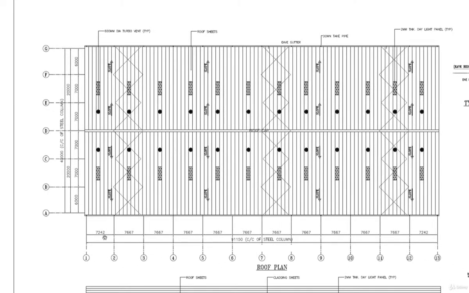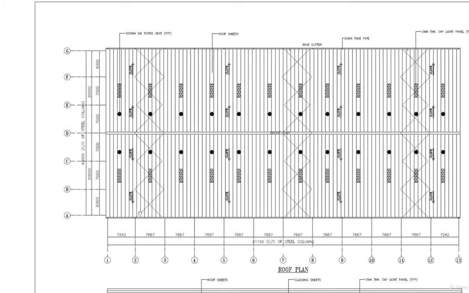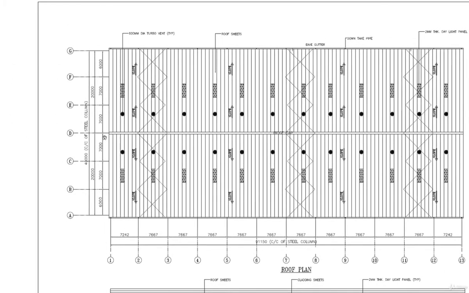The spacing between two frames is 7242 here, and for the next frames it is 7667, and after that in the end frame it is 7242. So the total length of the PEB shed is approximately 91.15 meter, that is 91150 mm. And along this, as we have already drawn in the previous lecture, the column is going up to first 20 meter and then again 20 meter.